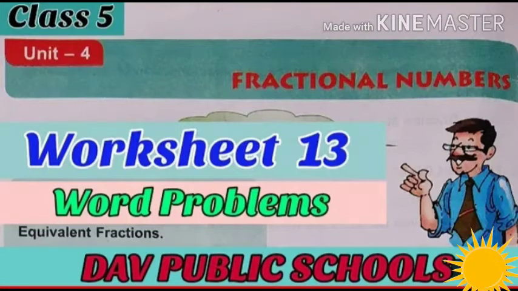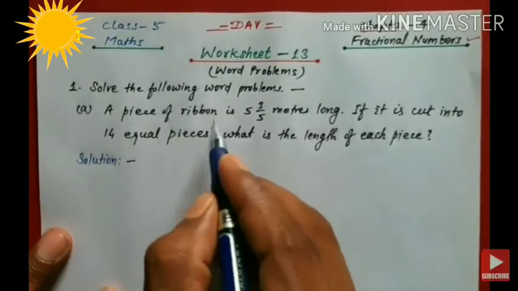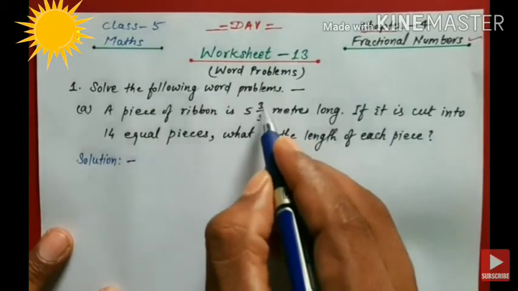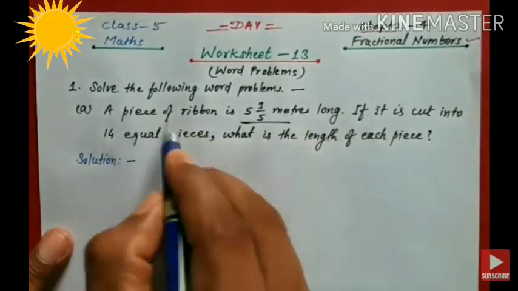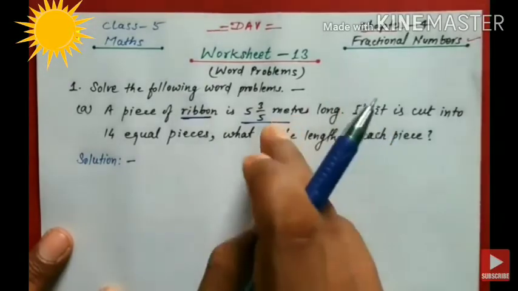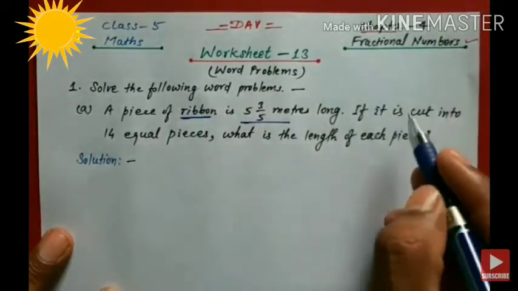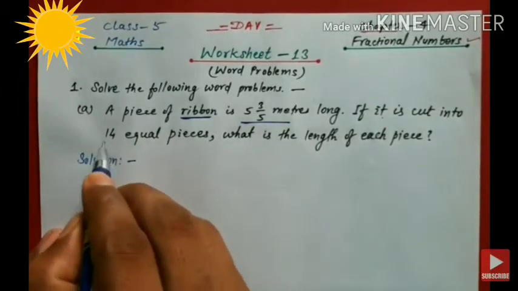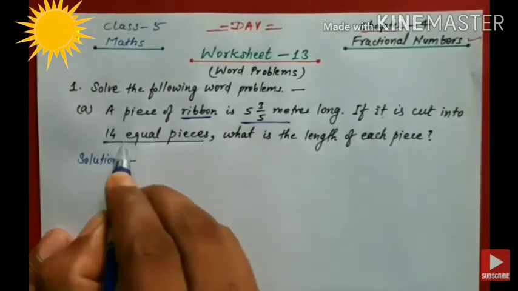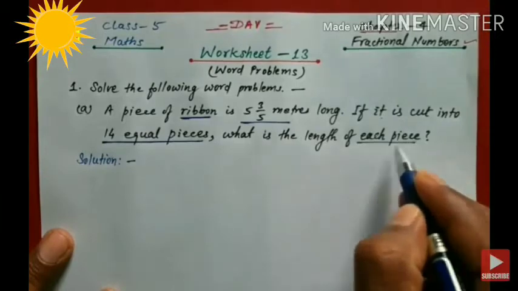So students, today we are going to do worksheet 13 of unit 4. So let's start. Question number 1: a piece of ribbon is 5 whole 3 by 5 meter long. So students, here the length of a ribbon is given, 5 whole 3 by 5 meter long. If it is cut into 14 equal pieces, what is the length of each piece?